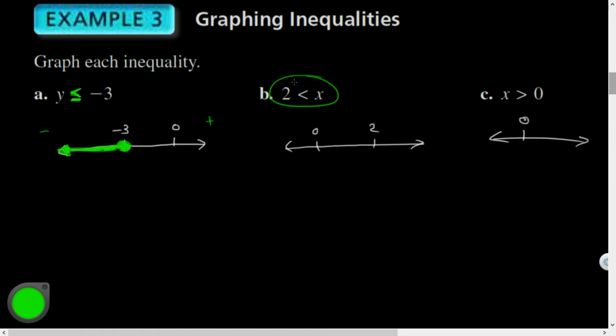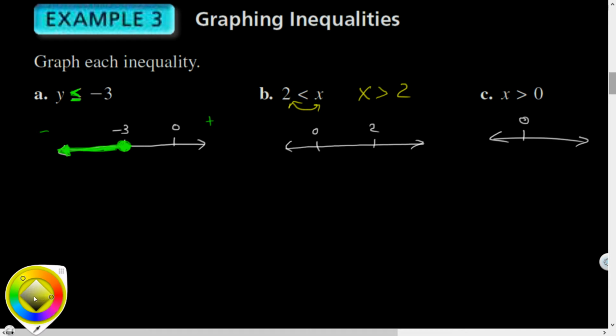Now this one, I recommend we use the symmetric property. Sorry, I almost called it the reflexive property again. This is the same as x, and if I flip this around, it's also going to flip that sign. So this was a less than sign, now it's going to be a greater than sign. I think that writing the variable on the left-hand side will make it easier for us to graph this. So x is greater than 2.